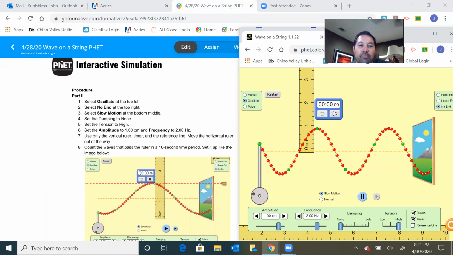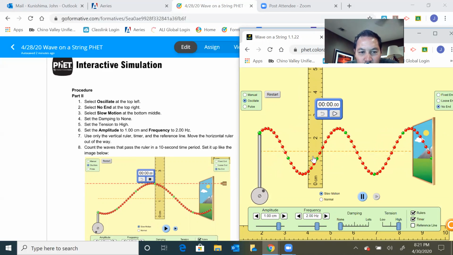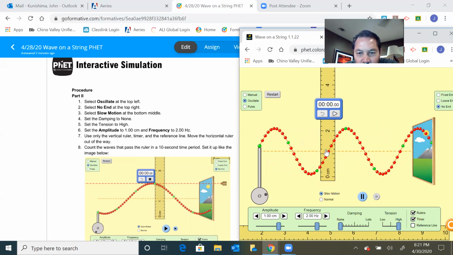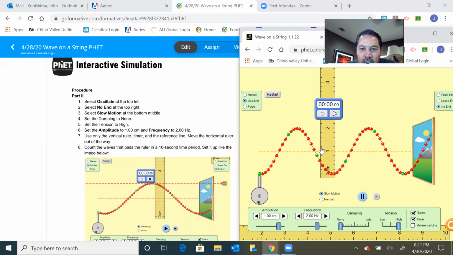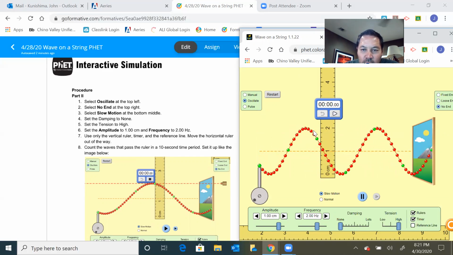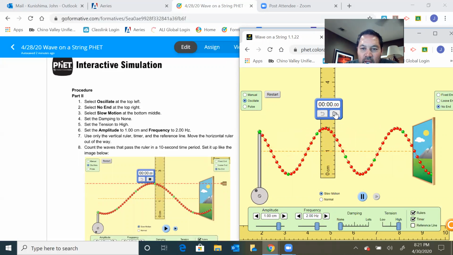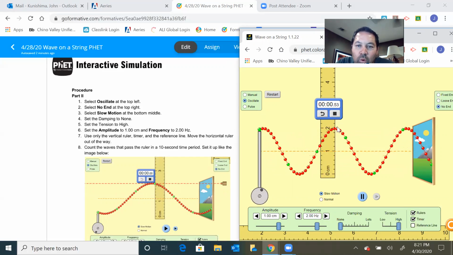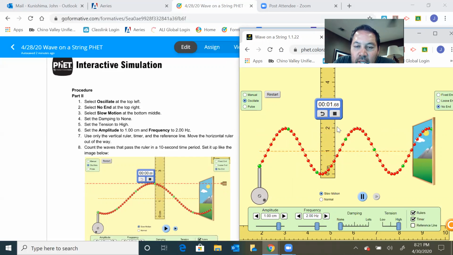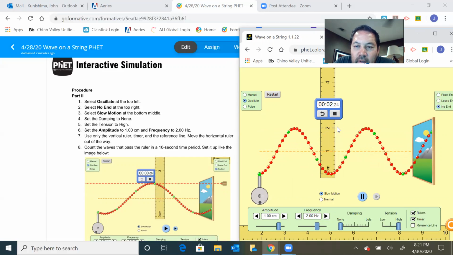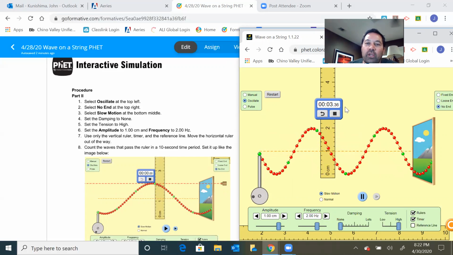Then it says count the waves that pass the ruler. So I'm going to put it exactly like they have it. So put the 1 mark right at the midline. And then every time that you see a wave pass right through the ruler, that's going to count as a wave going through. So I'm going to start right now. 1, 2, 3, 4, 5, 6, and I would keep going, et cetera, et cetera.